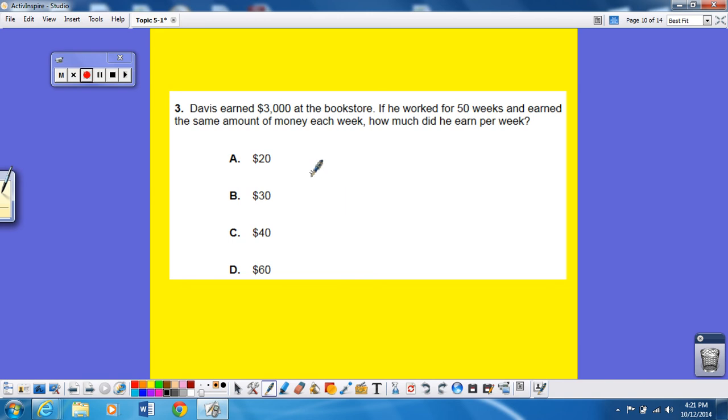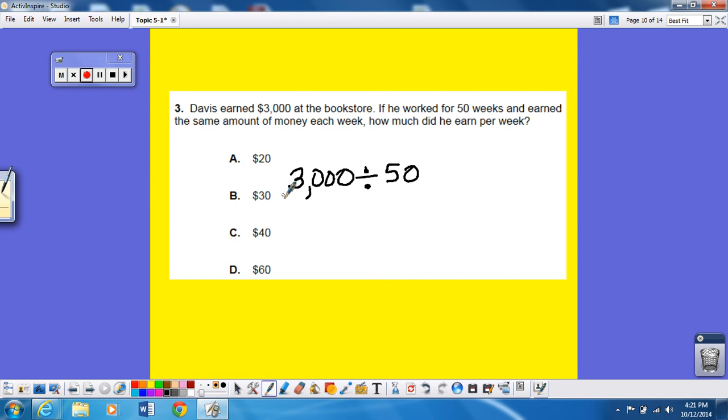Davis earned $3,000 at the bookstore. If he worked for 50 weeks and earned the same amount of money each week, how much did he earn each week? Well, if you decided you were going to multiply here, that would make absolutely no sense because we know all he made is $3,000. He worked 50 weeks and he earned the same amount of money each week. So we need to know how much he earned each week.